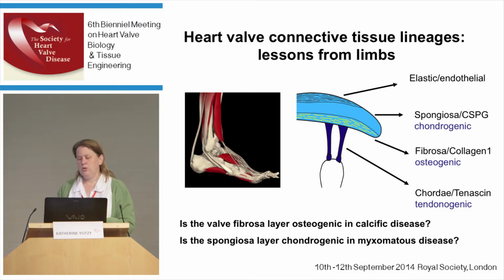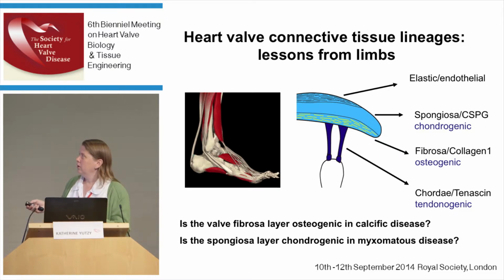So in trying to understand both the normal stratification and then some of the disease processes, we've looked to other connective tissue lineages. And so there's a lot of similarities between the spongiosa and cartilage in terms of expression of transcription factors and growth factors that control these lineages, and also in terms of the highly chondroitin-rich proteoglycans that are highly expressed here. In the fibrosa layer, we know that some aspects of very early bone formation are conserved, but certainly not the mineralization process in a normal valve. But in a diseased valve, a lot of these bone pathways do get activated.